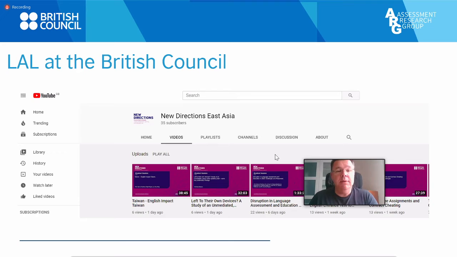You can find lots and lots of things there. So if you can get access to it in some way, that would be good. There's also, I think, these are also available on the British Council website as well.